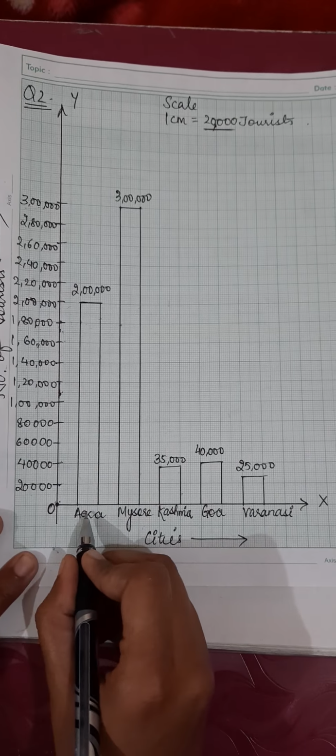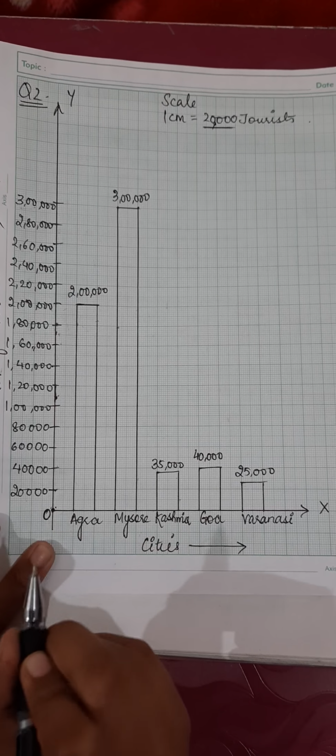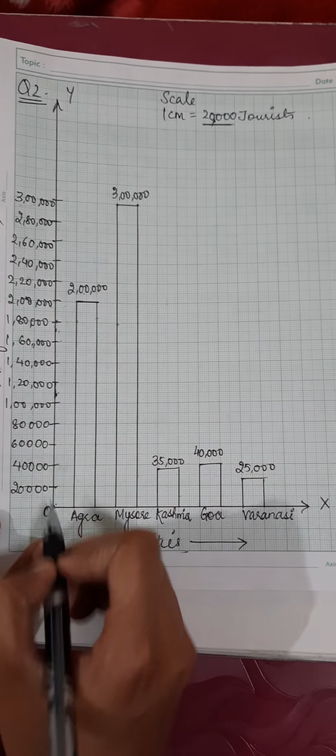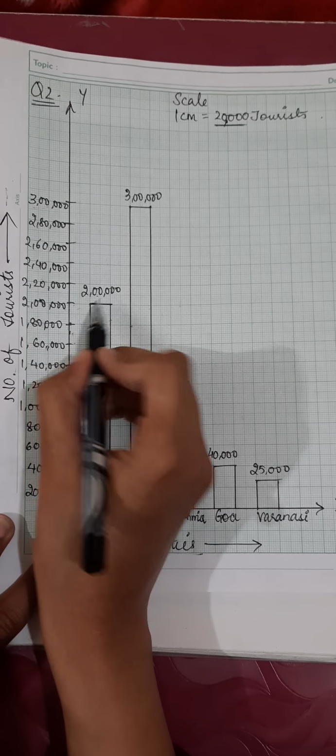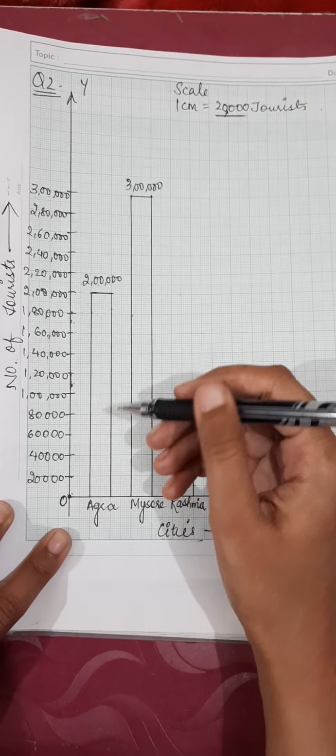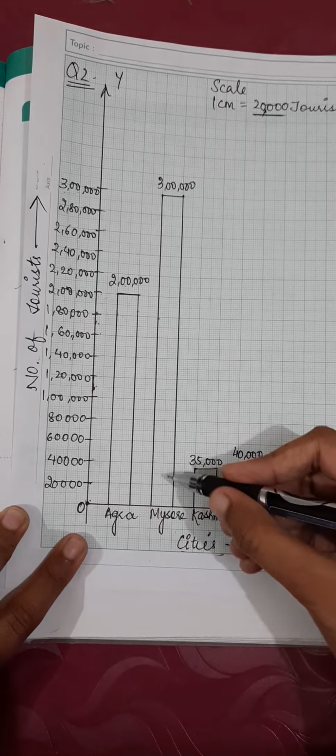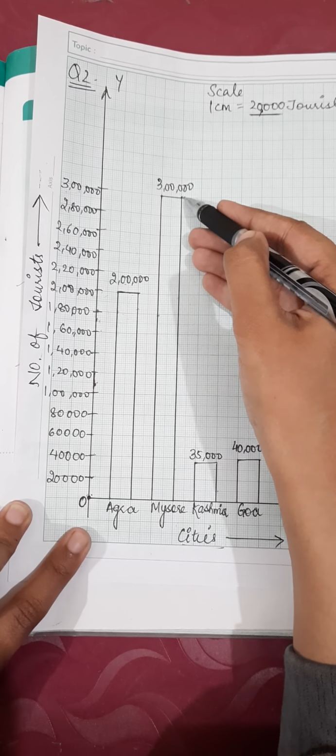Okay, now the first one is I have to represent the number of tourists going to the city of Agra. How many were there? 2 lakh. So this 2 lakh I have represented here like this. Okay, you have to draw the graph till 2 lakh. The next is the number of tourists who are going to Mysore, 3 lakh. So till here 3 lakh.